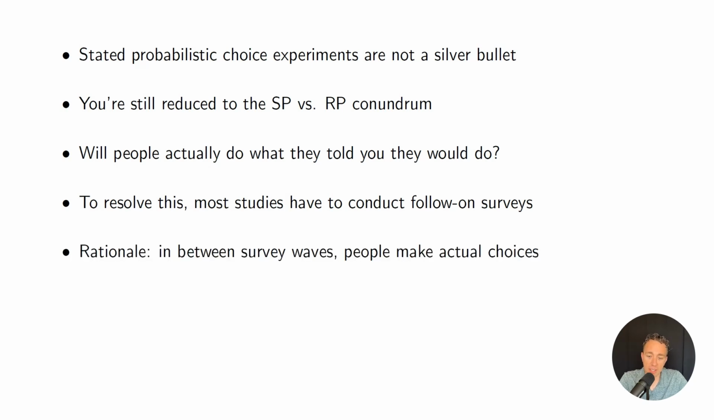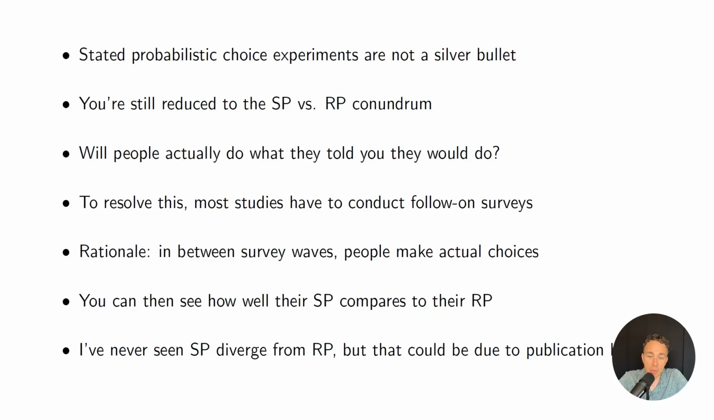So that's the idea: in between the time when they took the probabilistic choice survey and they actually met with you again as a follow-up, they made a choice between those two points in time. And so that can be a validation of the statement that they told you before the choice was made. It's common to see published papers do this, and in general, the stated preferences do a pretty good job of lining up with the revealed preferences.